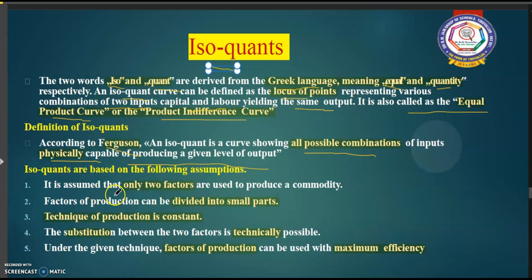Here there are some assumptions. Only two factors are used to produce a commodity, and factors of production are divided into small parts. The technique of production is going to be constant. Substitution between the two factors is technically possible, so we may change any factors technically. Next, under the given technique, factors of production can be used with maximum efficiency.